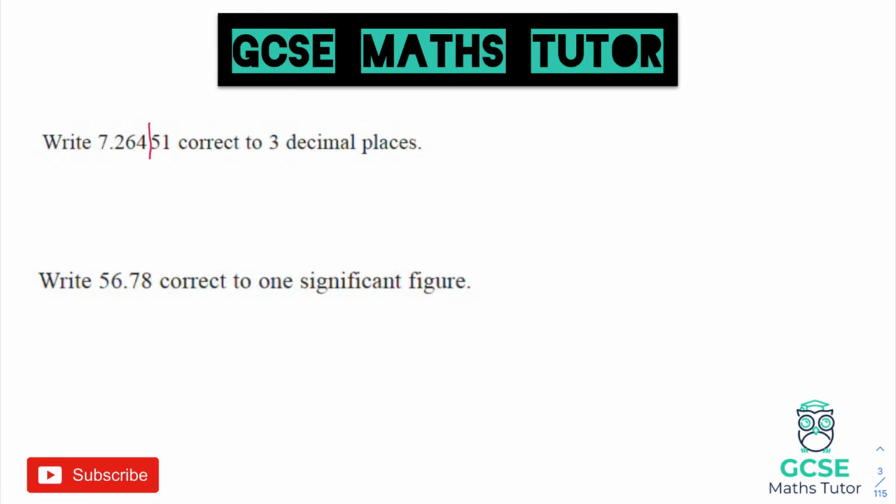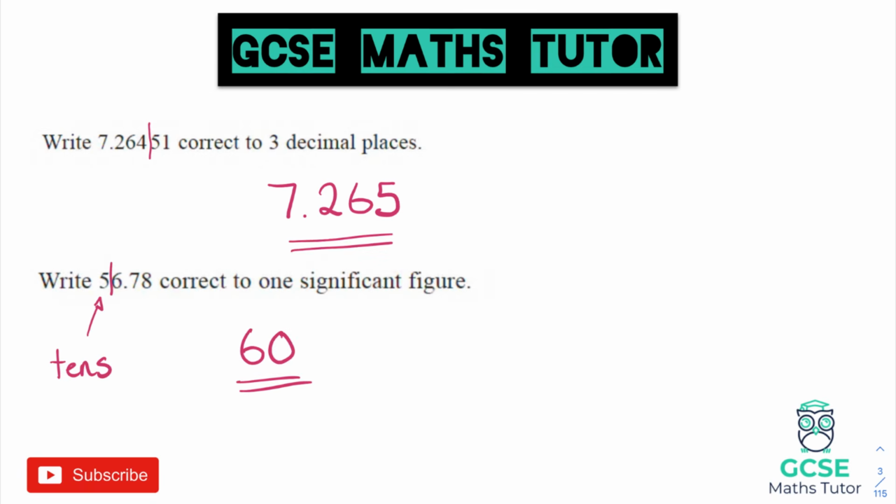For rounding, make sure you know decimal places and significant figures. So for decimal places, chop after however many decimal places it says, and remember your rounding rules with the 5 after the line. For significant figures, you are looking at what place value that particular significant figure is. So for this one, that would be in the tens. So we'd be rounding to the nearest 10, and just write that down as you normally would when you're rounding.